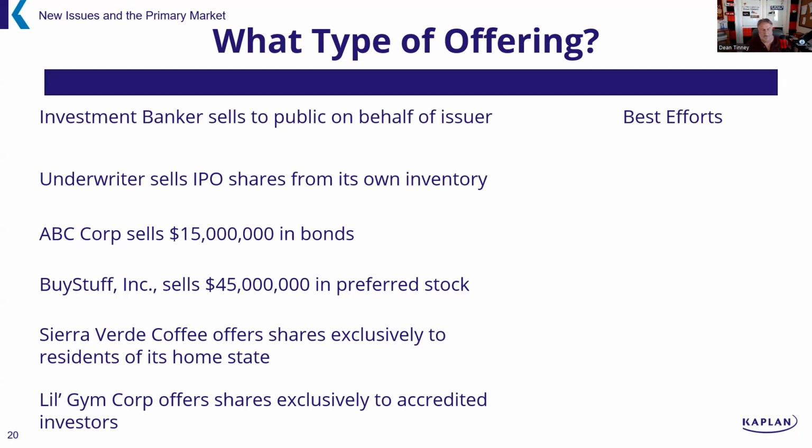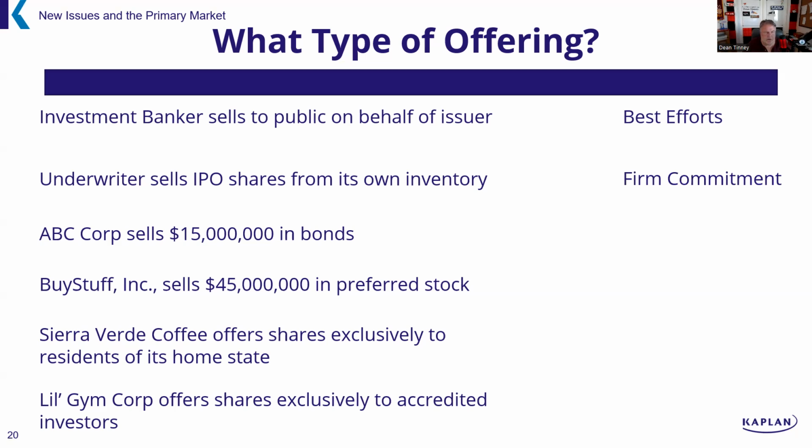All right, underwriter sells IPO shares from its own inventory. Best efforts or firm commitment, what say you? Indeed, that is firm commitment. We're acting in our dealer principal capacity.